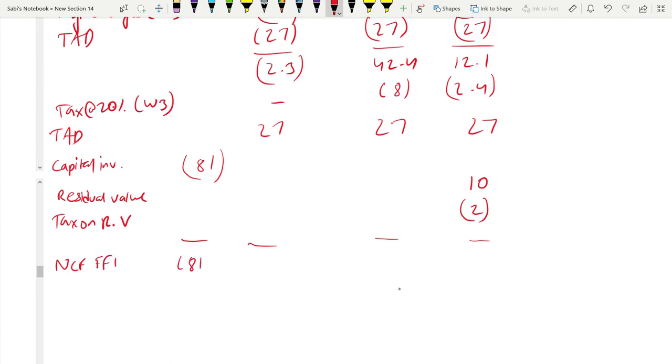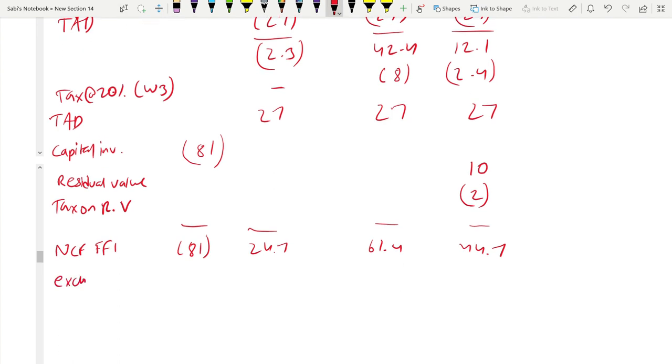Okay, now what you will be getting is net cash flow, but in FFI currency. So here it is 81, 24.7, 61.4 and 44.7. Nothing in year 4 because it is for the UK tax which will be paid in year 4. Now using those exchange rates which you have calculated in working one, just put it here. Year 0 it's already given as 5. Okay, others 5.1, 5.29, 5.45. Now the net cash flow in UK pounds after you use the exchange rate, you divide it because this is in FFI, exchange rate is in FFI, same currency, divide and get it in pounds.